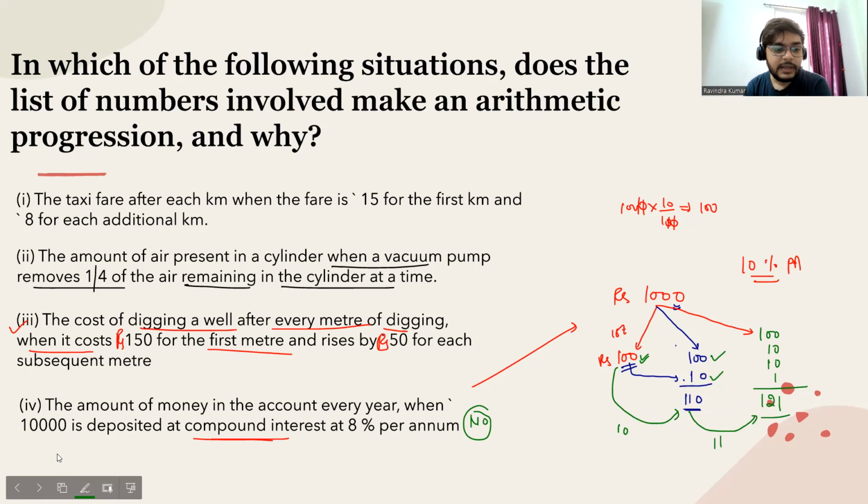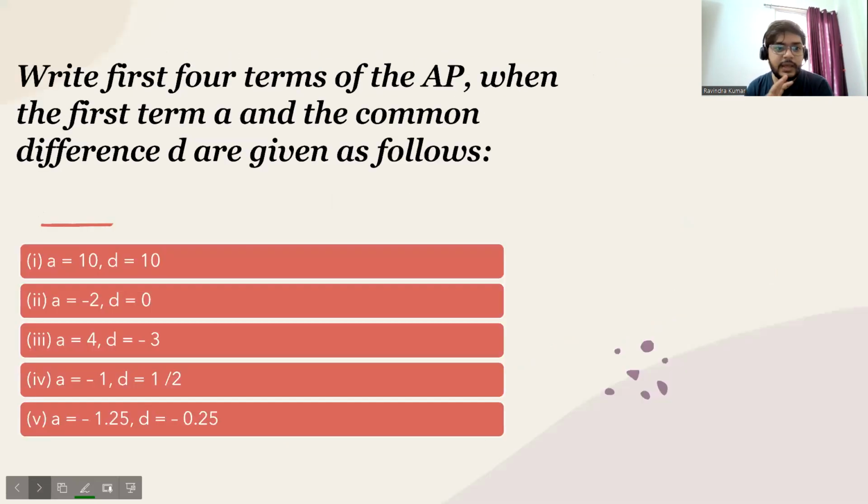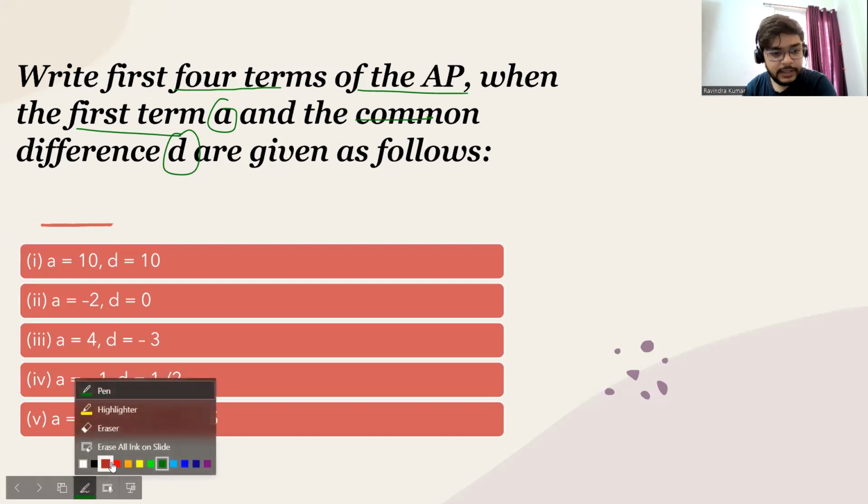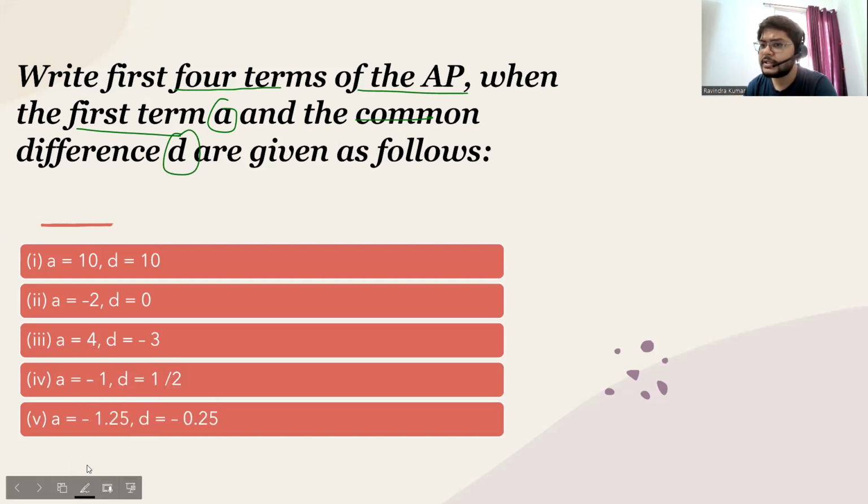Okay, now let's move ahead to the next one, which is this. Let's concentrate here and read the question carefully first. It is saying, write first four terms of the AP when the first term A and the common difference D are given as follows. We have A, that is the first term, and we also have D, that is the common difference. So yes, it is easy to calculate the next four terms. So we will try to solve the first one.